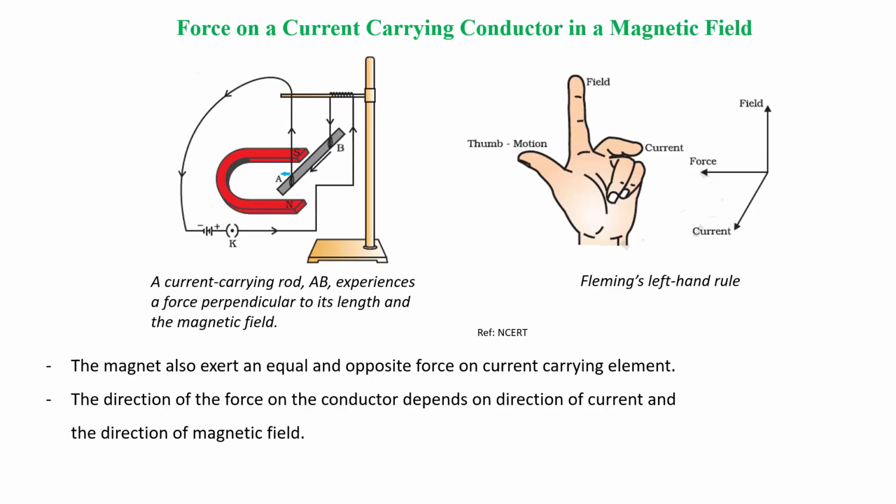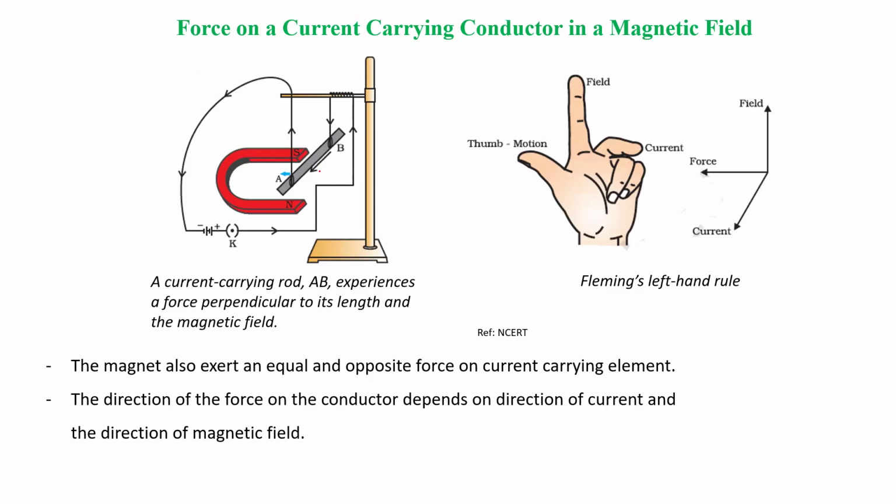Next, we are going to see the force on a current carrying conductor in a magnetic field. So far we have seen how a current carrying conductor generates a magnetic field surrounding that wire. But now we are going to see, if you have a strong magnetic field, how this current carrying wire will be affected, and how much force this current carrying wire is going to feel. Earlier we saw deflection in the magnetic needle.